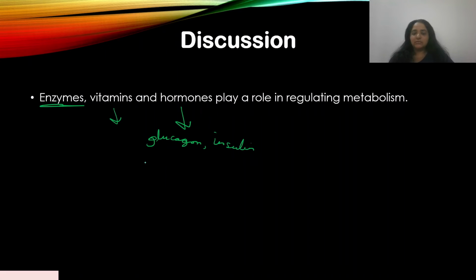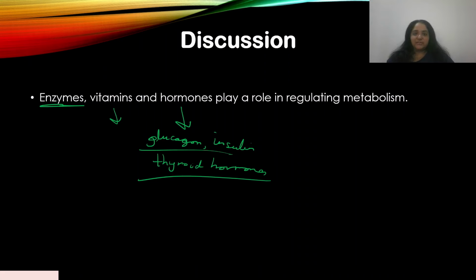You have different other hormones like thyroid hormones. Now they all participate in helping in regulating the metabolism. There are vitamins also which help in regulating that, and enzymes also, amylase, lipase, so on. So the appropriate answer here would be that they play a role in regulating metabolism, and this is a very generic question. We'll just choose the appropriate answer from the options.